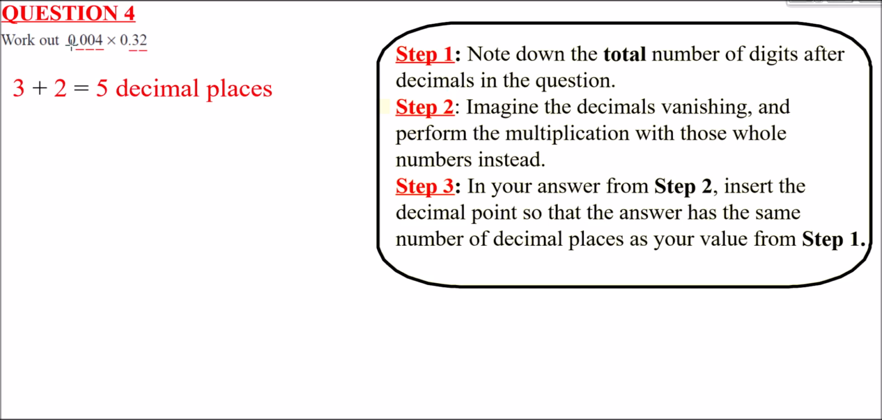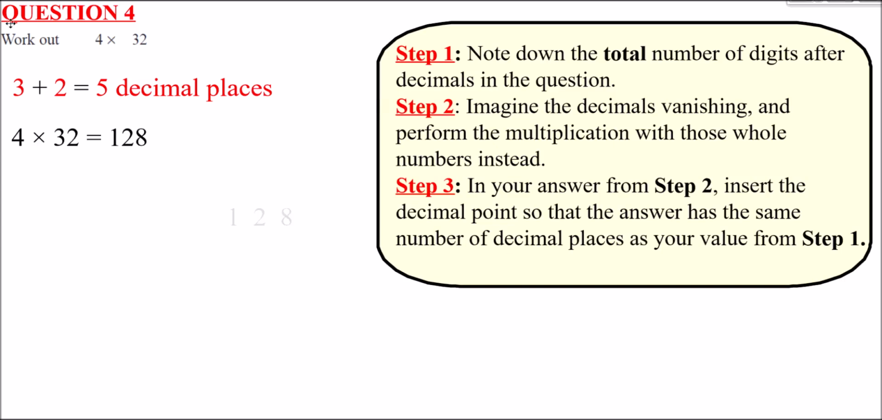Step 2 now, I'm going to imagine these decimals vanishing and imagining what this calculation would look like if the decimals vanished and they just looked like whole numbers. So this first number here would look like 4, and this number here would look like 32. So if I now imagine them vanishing, these decimals, it just becomes 4 times 32. So if we just try to do what 4 times 32 is, and just take a moment or two to perform that calculation, hopefully you'll realise and be able to do correctly that 4 multiplied by 32 gives 128.